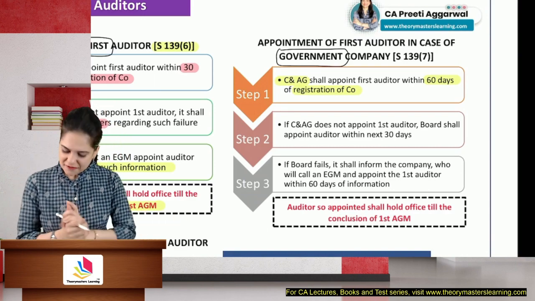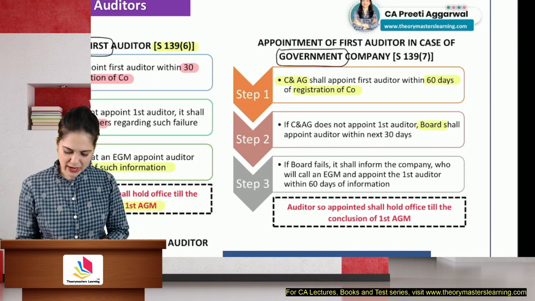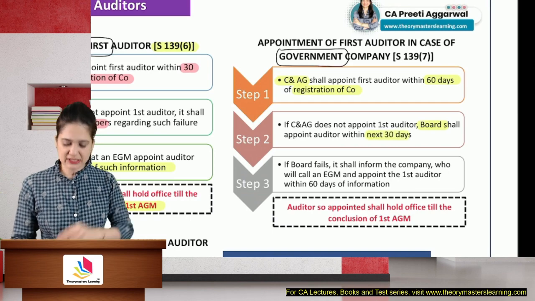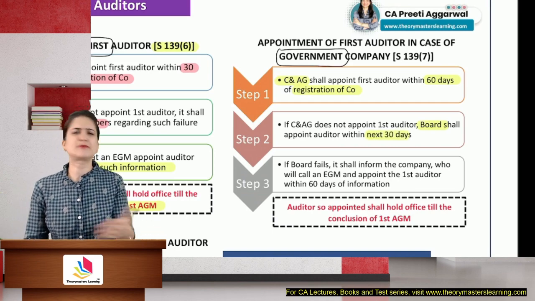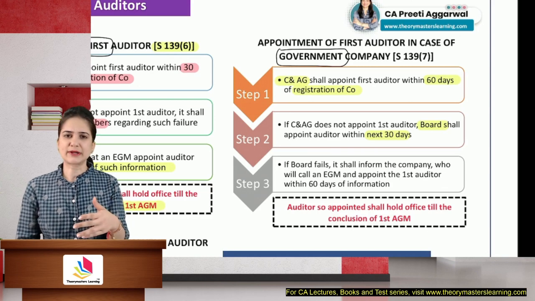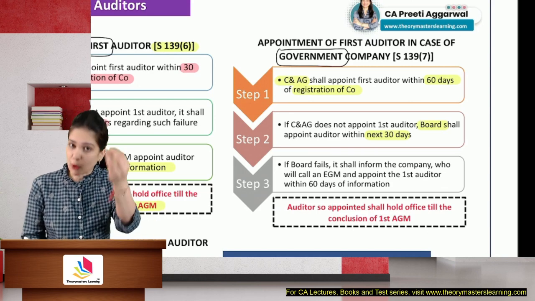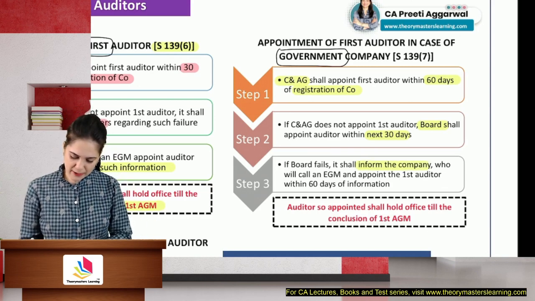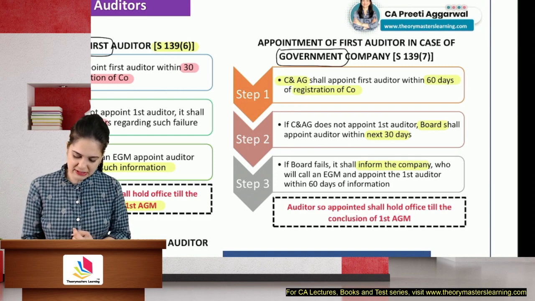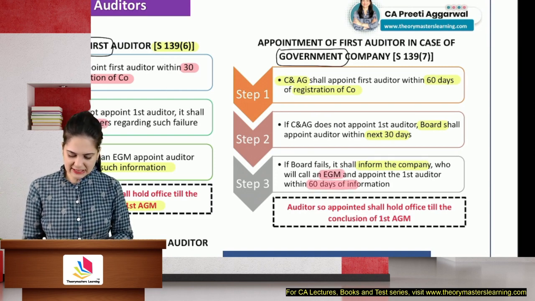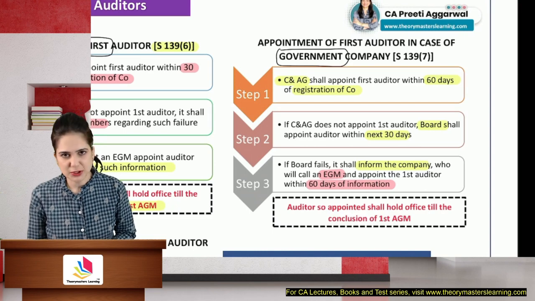But what if the CAG fails? Then they will inform the board, and the board shall appoint the auditor within the next 30 days. So as soon as they receive information, they will appoint the auditor within the next 30 days. If the board fails, then they will inform the company, who will call an extraordinary general meeting and appoint the first auditor within 60 days of receiving the information.